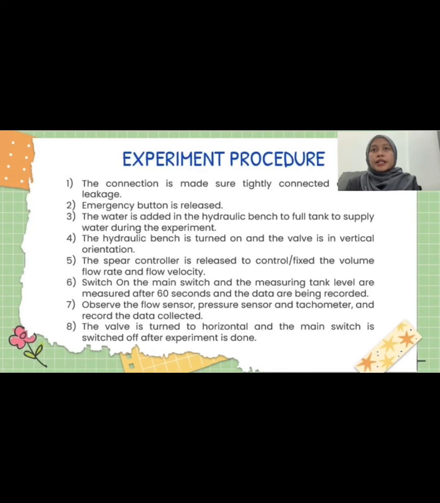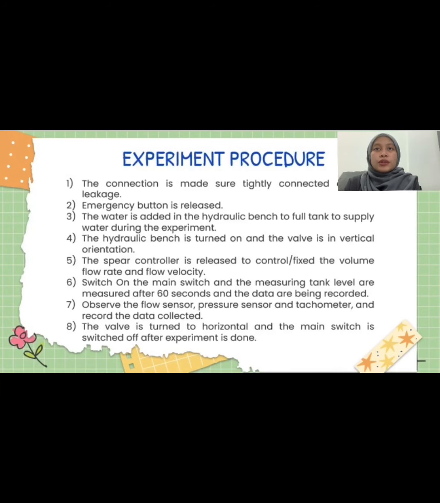First, make sure the connection is tight and there is no leakage. Number 2, the emergency button is released. Number 3, water is added to the hydraulic bench to fill the tank to supply water during the experiment. Number 4, the hydraulic bench is turned on and the valve is in a vertical orientation. Number 5, the spear controller is released to control or fix the volume, flow rate and flow velocity.